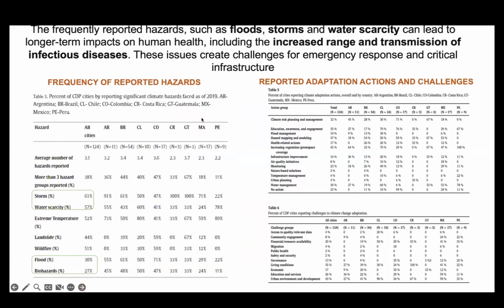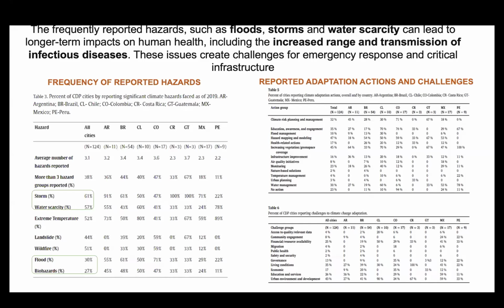And apologies for these big tables here, but what I want to stress is that all these hazards, floods, storms, and water scarcity even, lead to long-term impacts on human health. As well as the direct impact, after a flood we have an increased range of transmission of infectious disease. This really challenges public officers, puts pressure on our health system, and, of course, most of all, endangers populations living in the most vulnerable places.